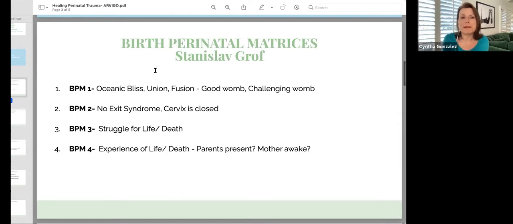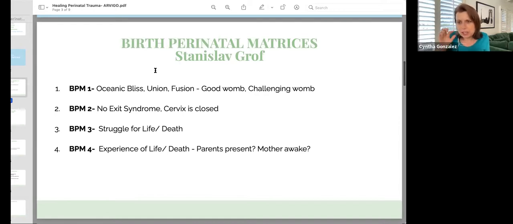So the first BPM, oceanic bliss, union, fusion. So that moment of being conceived, you are one in this blissful oceanic world of the amniotic waters. You are one with the mother. You're moving along all through your fetal development, where you have this incredible relationship with the mother. You will never live as intimately with another human being the rest of your life as you do when you are living inside the womb.